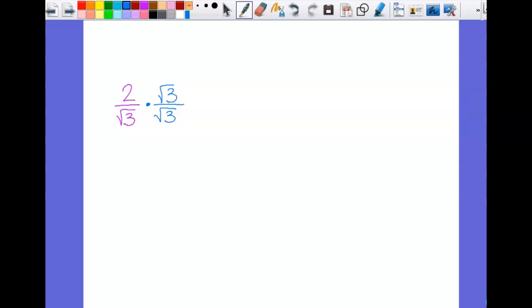So we multiply straight across. The numerator becomes 2 square roots of 3. Denominator, what's the square root of 3 times the square root of 3?